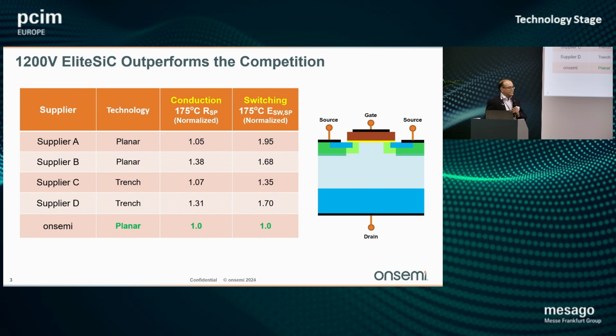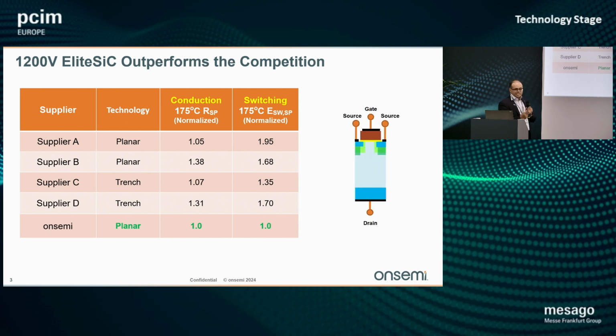Getting into the technology, we've characterized and benchmarked our latest technologies against the competition. I've tried to make this as easy as possible, so I made it simple: two columns, one for conduction losses and the other for switching losses, normalized to the performance of our latest planar technologies. From a conduction loss perspective, we are at least 5%, if not more, better than the rest of the technologies out there. From a switching loss perspective, it's an even larger gap.